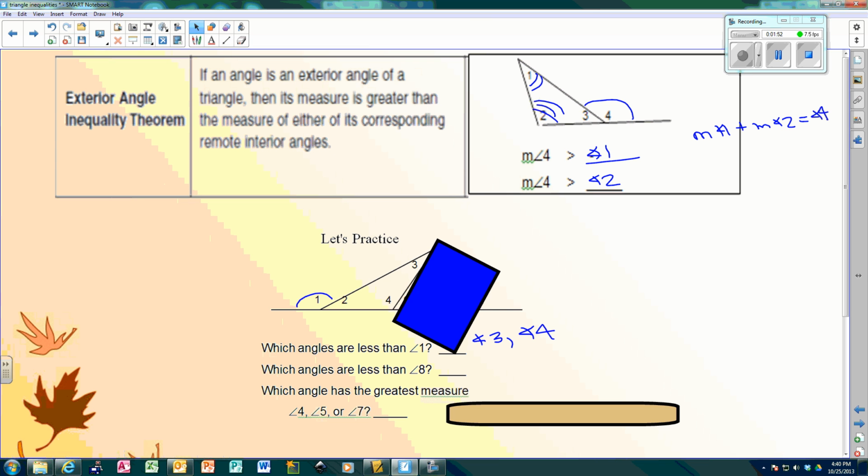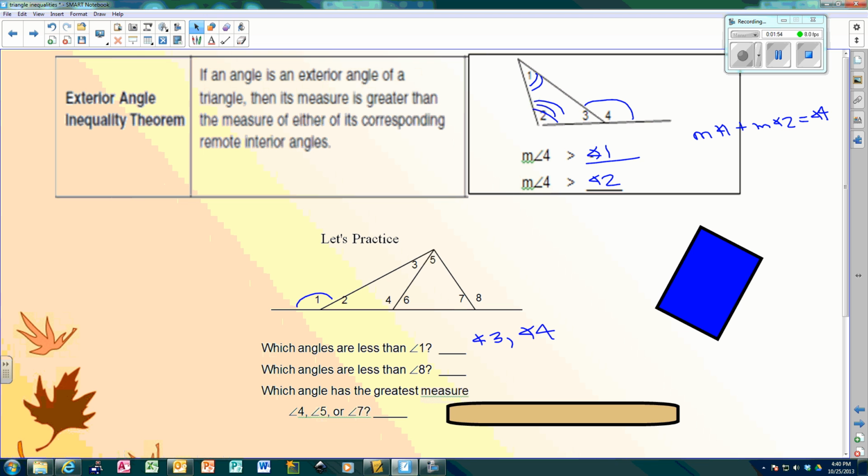Now if I move this out of the way, I look at the larger triangle, which would be the whole thing here. Now angle 1 is exterior to angle 5 and angle 7 also. So angle 1 is bigger than 3, 4, 5, and 7.